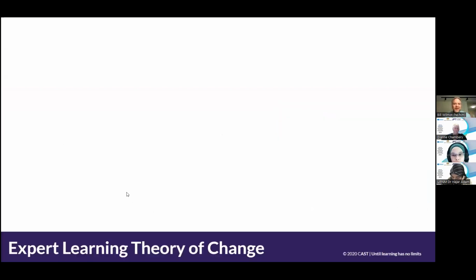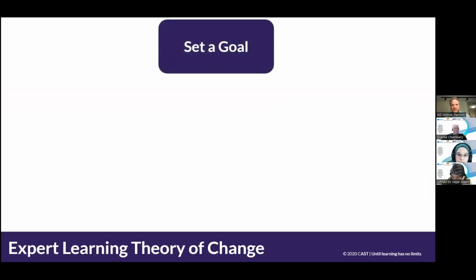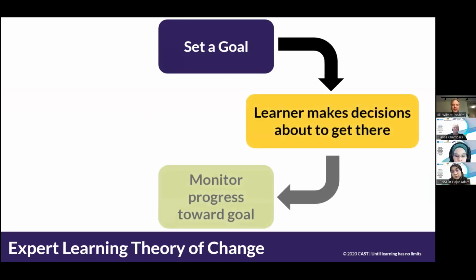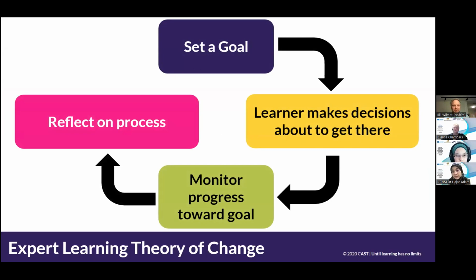The way that UDL leads to this idea of developing greater expertise at learning, the theory of change behind that, is that we want learners to set goals. We want them to make decisions about how to get there. We want them to monitor their own progress toward that goal. Am I getting closer to that goal or not? We want them to reflect on the process of learning. What went well, what didn't go well, what would I do differently next time, and set a new goal for themselves, right?